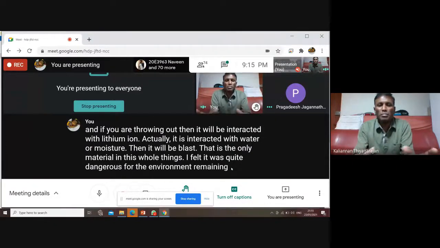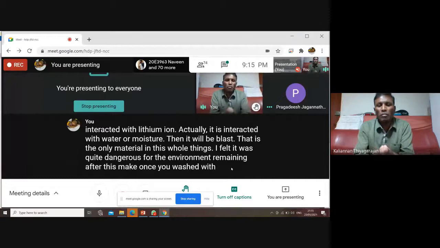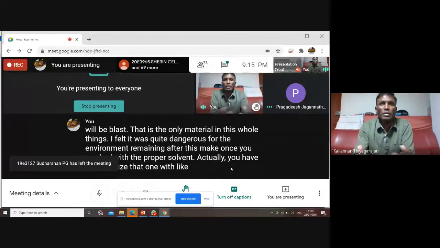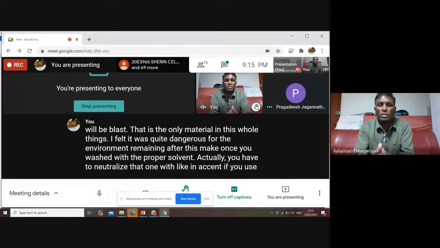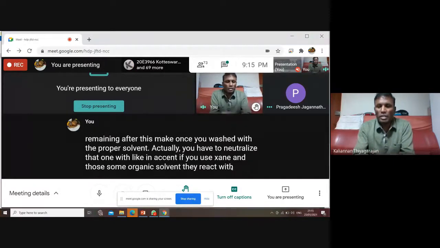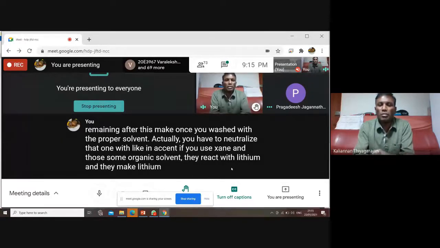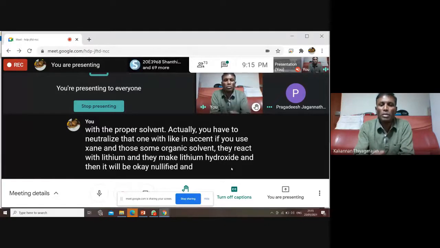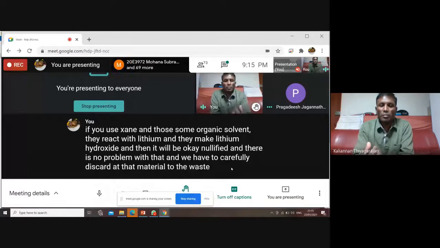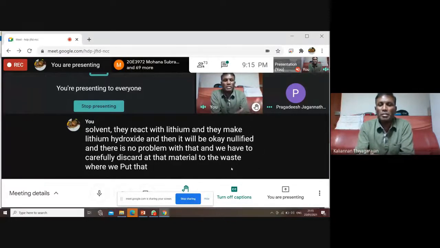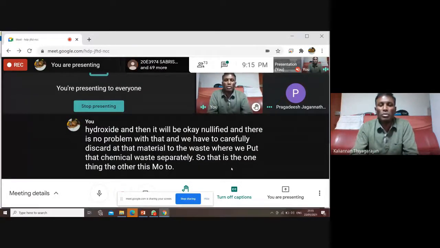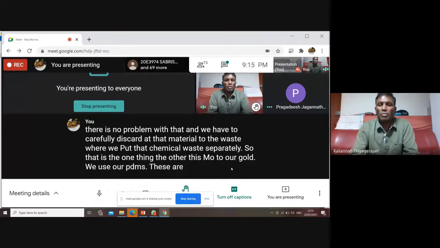After you wash with proper solvent, you have to neutralize it with hexane. If you use hexane or some organic solvent, it reacts with lithium and makes lithium hydroxide, and then it is nullified and there is no problem. We have to carefully discard that material in the waste, where we put chemical waste separately. The others, MoS2, or the gold we use, or PDMS, are not a problem for the environment.